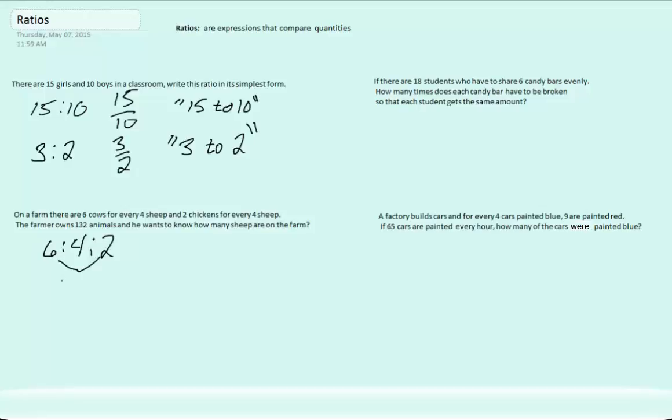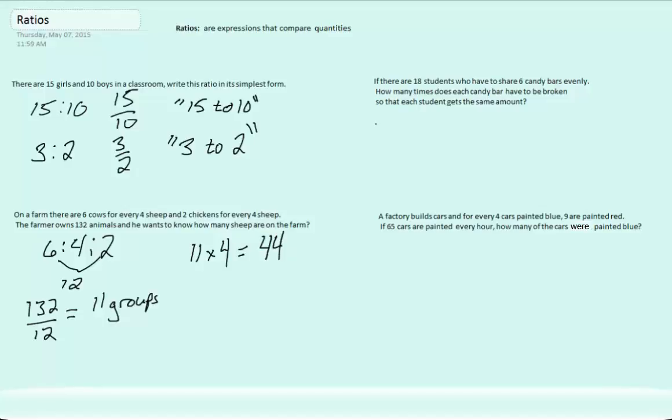If we add this up, we'll see that there are 12 animals in each group. And if the farmer owns 132 animals, at 12 animals in each group, that means the farmer has 11 groups. Now that we know there are 11 groups, and there are 4 sheep in each group, we can multiply the number of groups times the number of sheep in each group to get the total number of sheep on the farm, which in this case is 44 sheep.